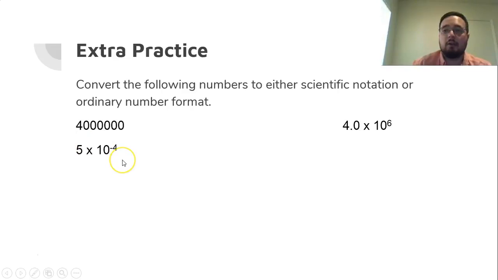Now I give you scientific notation, and now I'm telling you to give me the ordinary number. So take a second to see if you can determine the ordinary number from this. So you should get 0.0005.